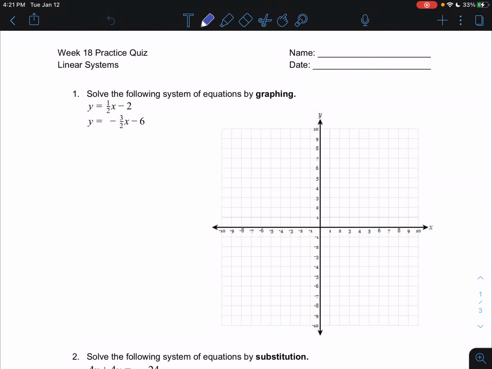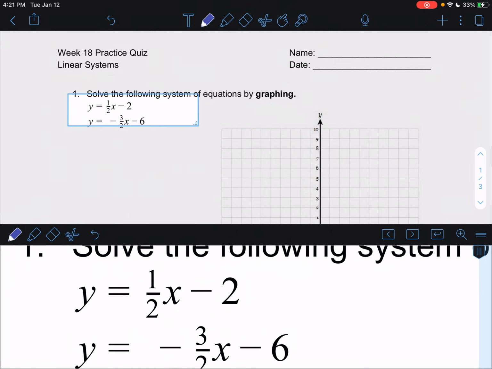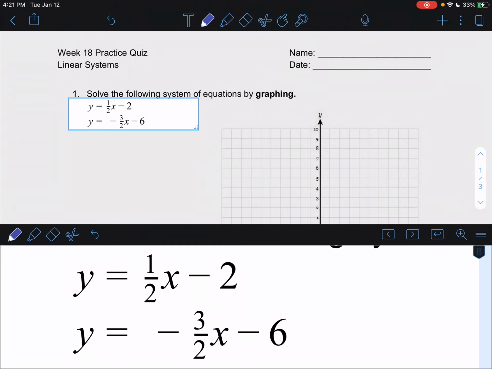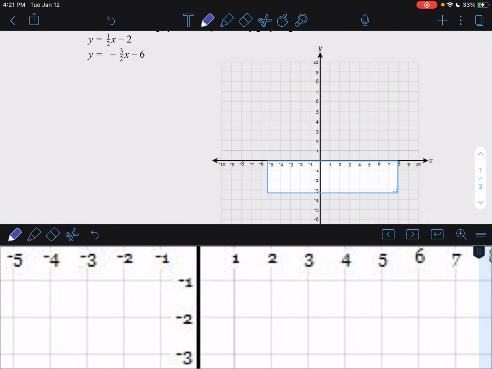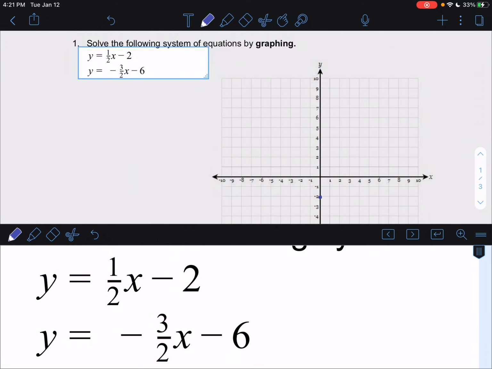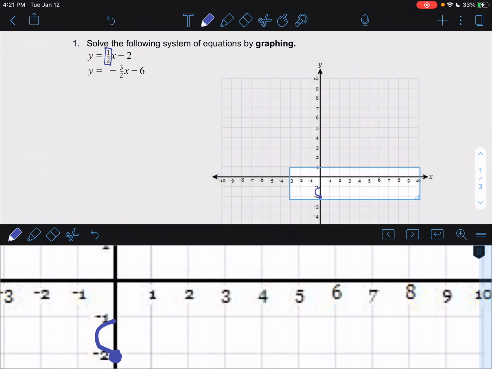The first one says solve the following system by graphing, which is the first one we learned. And I have the system, which is y equals 1/2 x minus 2, and y equals -3/2 x minus 6. So I'm going to graph each of these. So if I want y equals 1/2 x minus 2, that's going to start at -2. And the rise over run there is 1/2. It's the number out front. So it's going up 1, right 2. So up 1, right 2 takes me to this point. What is that? 2, -1.